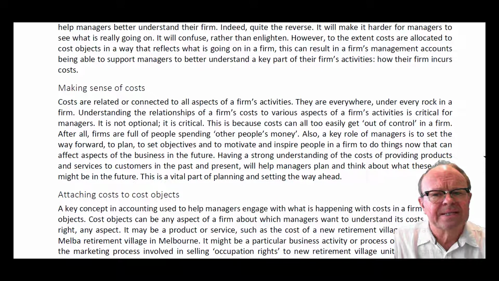However, to the extent costs are allocated to cost objects in a way that reflects what is going on in a firm, this can result in a firm's management accounts being able to support managers to better understand a key part of their firm's activities, how their firm incurs costs.